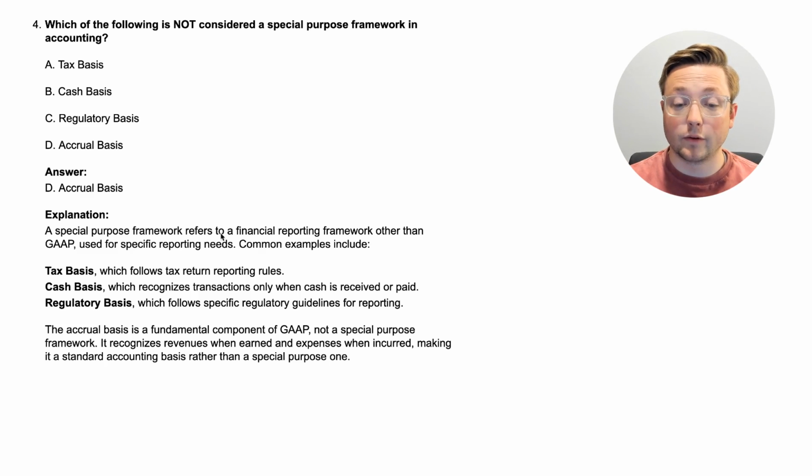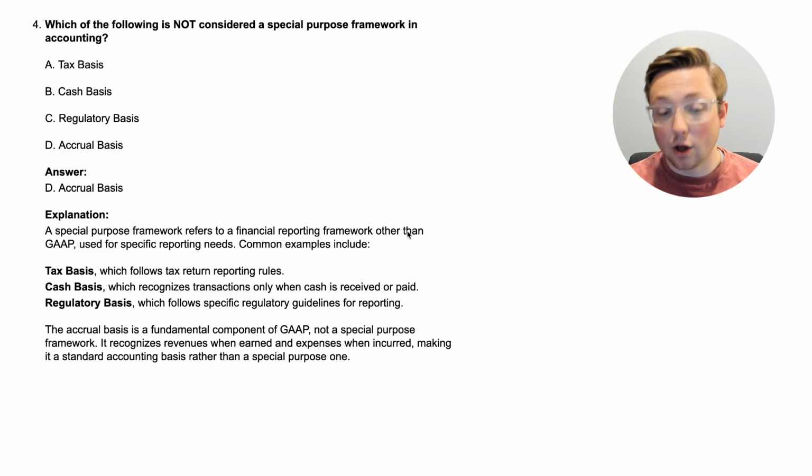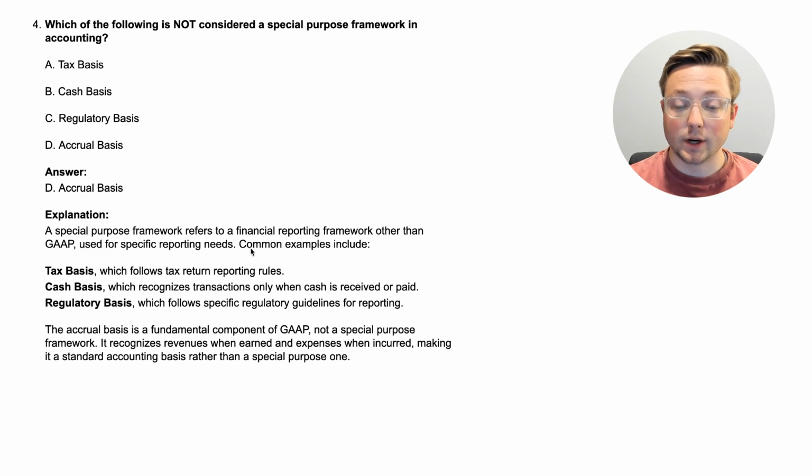A special purpose framework refers to a financial reporting framework other than GAAP used for specific reporting needs. That would include tax basis, which is for specifically tax reporting rules, cash basis, which is basically just focusing on cash, there are no accruals, no receivables, and then there's regulatory basis. We didn't talk about this too much because it's not very common and not something you're really going to hear about too much on the exam, but this is a different type of special purpose framework that has specific regulatory guidelines that they have to report on.